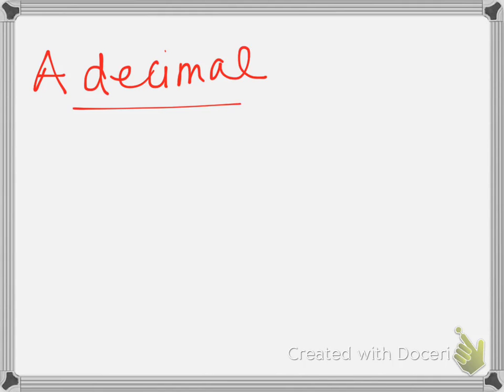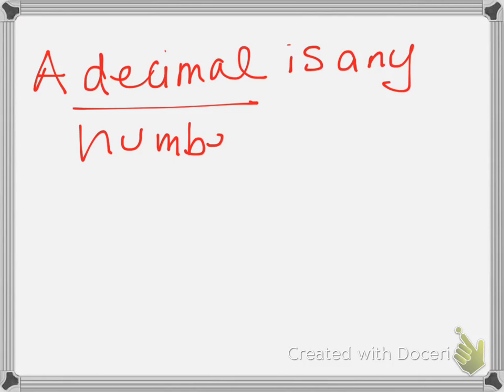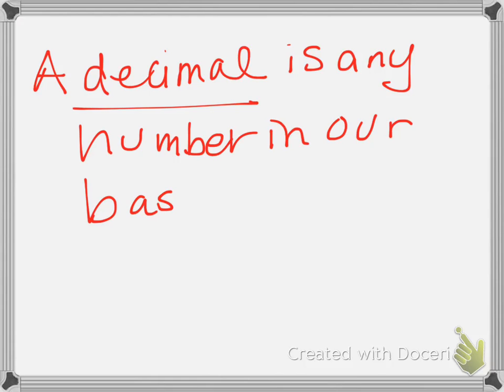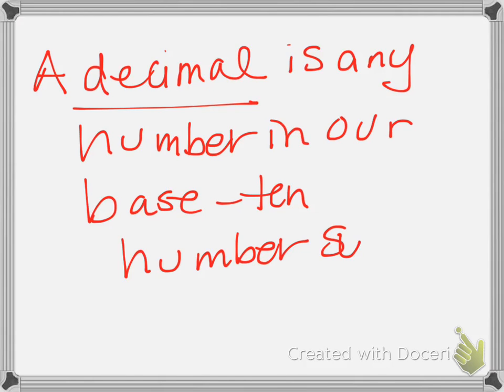A decimal, as you can see, you use them all the time, is any number, and you can find this on your notes, in our base 10 number system. So the missing word there is base 10.